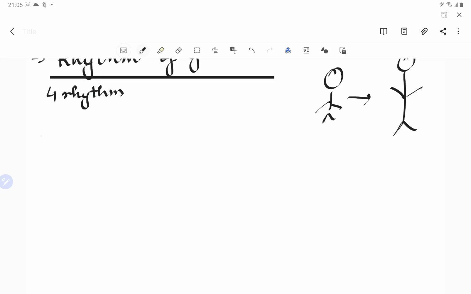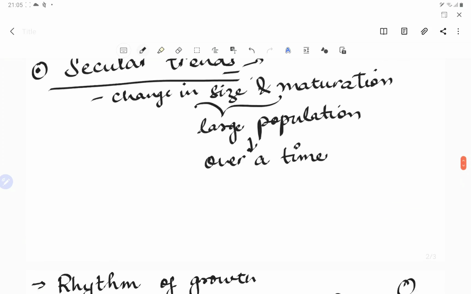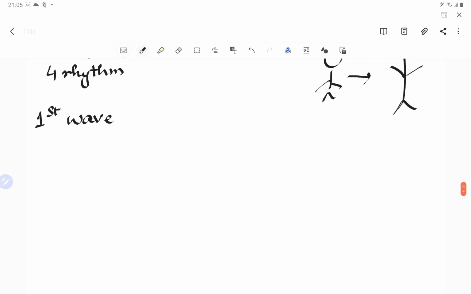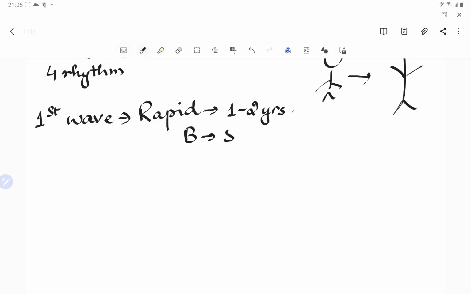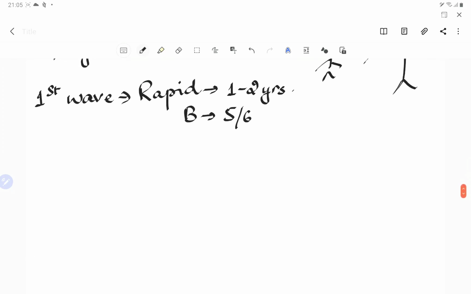First rhythm is the first wave, we can say. So first wave of growth is basically the first rhythm, right? So this is the rapid. There is going to be rapid, intense growth. And when does it happen? When the child is from first to second year. So the first 2 years of life, we can say, is the main rapid growth, or we can say from birth to 5-6 years of age, a child is going to have a rapid and intense growth.